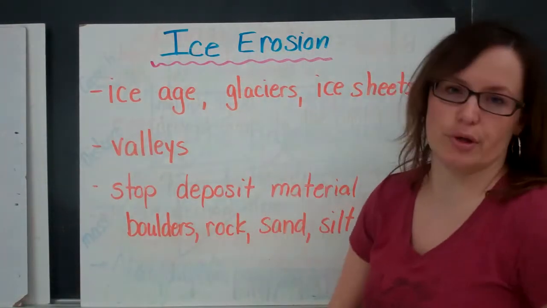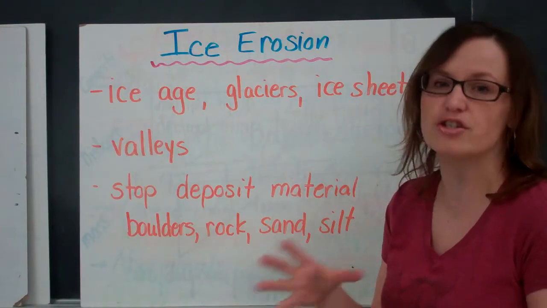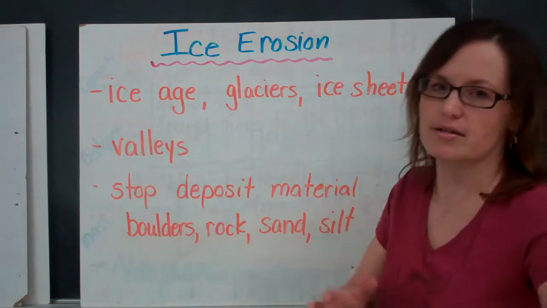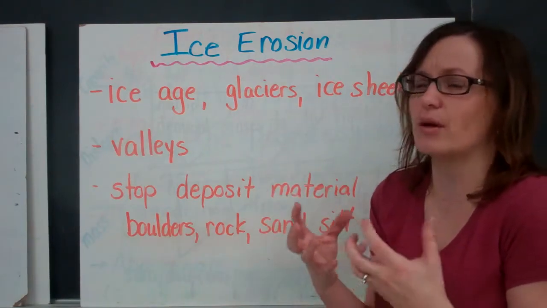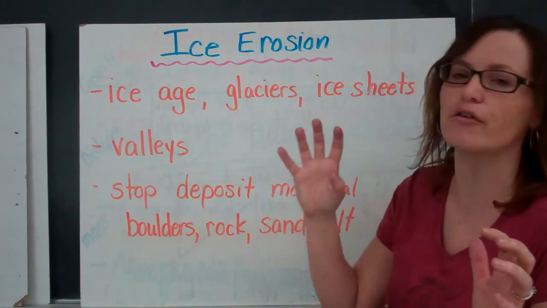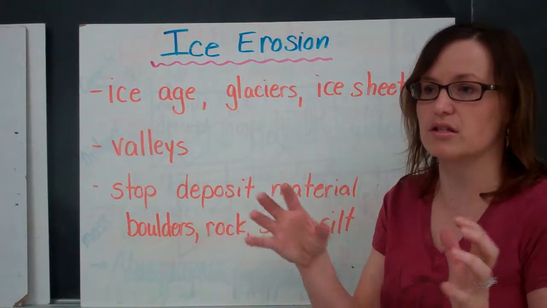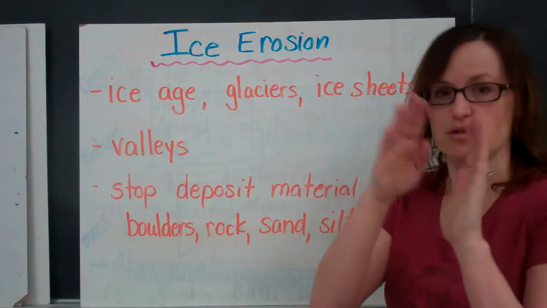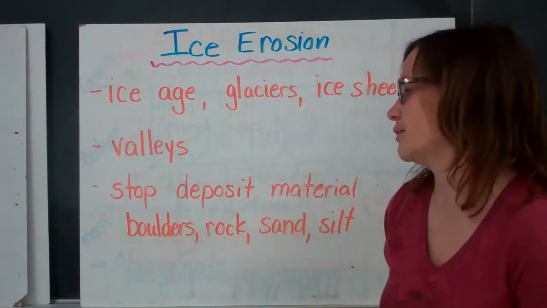And we have ice erosion. Now, this generally happened back in the Ice Age, when glaciers or ice sheets were moving across the surface of the Earth. And as they moved, because they were such a force, they would carve through the Earth, the lithosphere, and they would create these U-shaped valleys because they literally would cut out sections of the lithosphere.